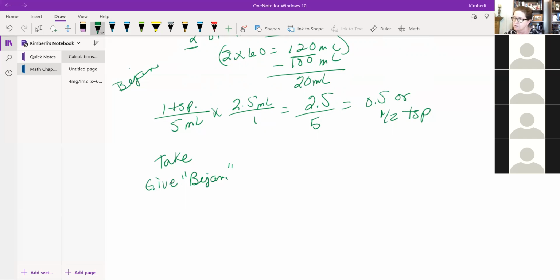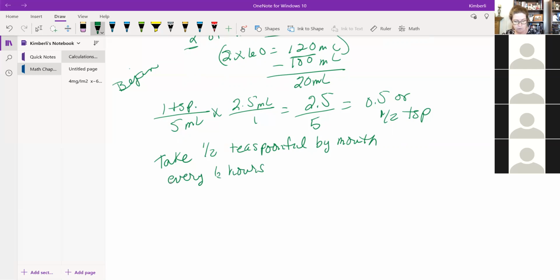So a lot of companies have stopped using the give. So in this case, we're going to take that part off. And we're going to put take 1/2 teaspoonful. And what's the route? By mouth. And how often are they supposed to take it? Every 6 hours. Every 6 hours for 10 days.